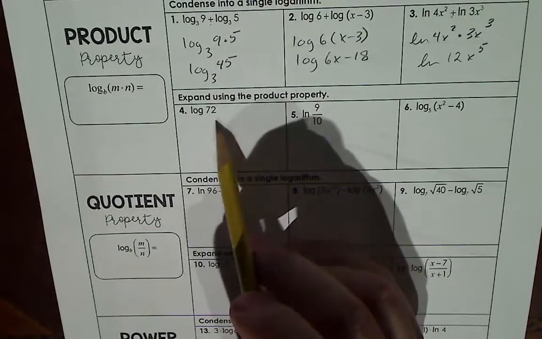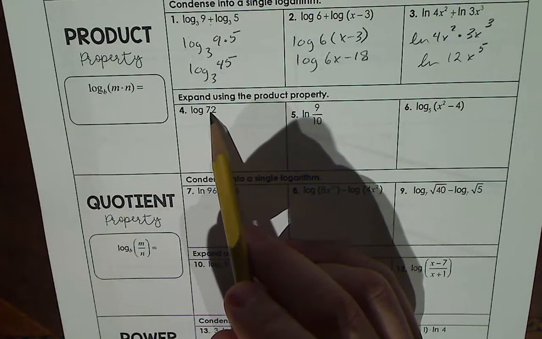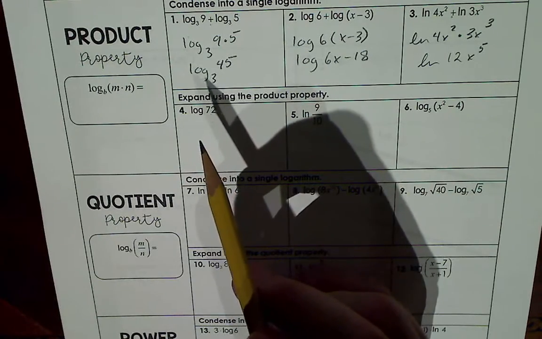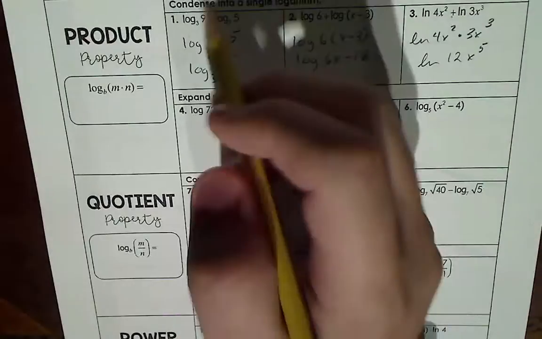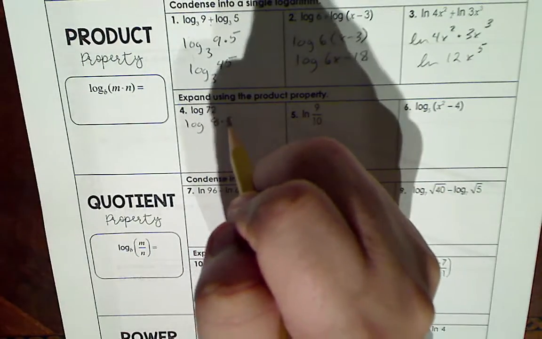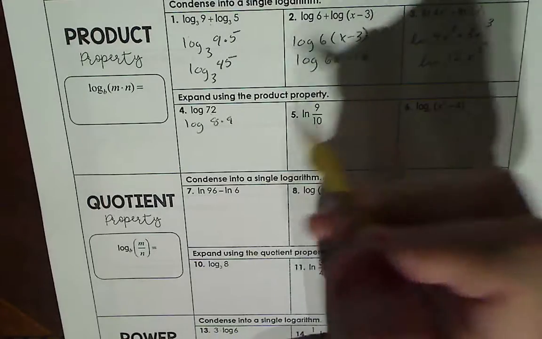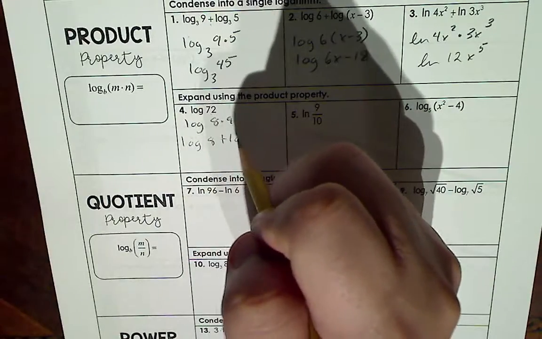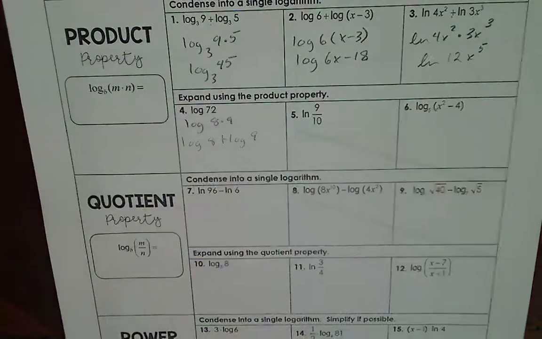Expansion. Again, 72, and we want to expand it. Now, there's different possibilities on this. The ones I'm going to give you are probably the most common ones, hopefully. But basically, this is the same thing as log of 8 times 9. Okay, that's one possibility, by the way. So I would write this as log of 8 plus log of 9.